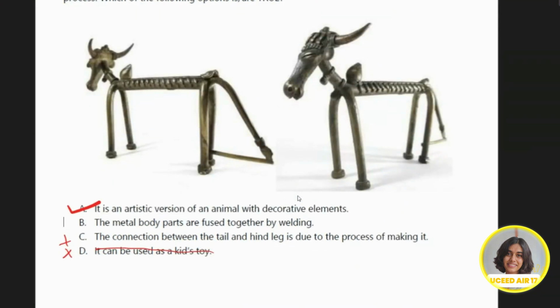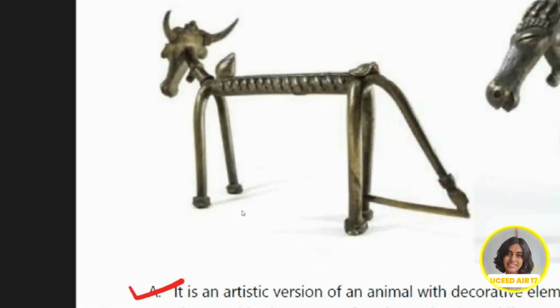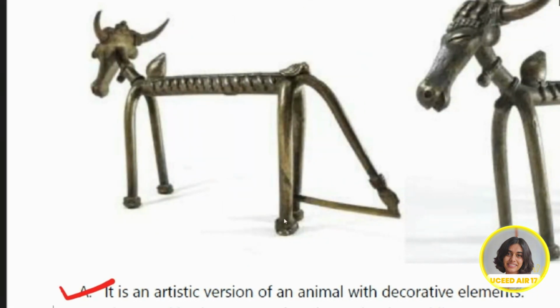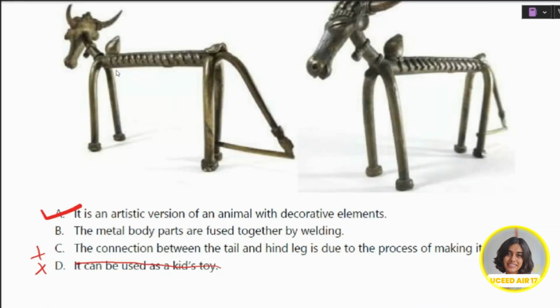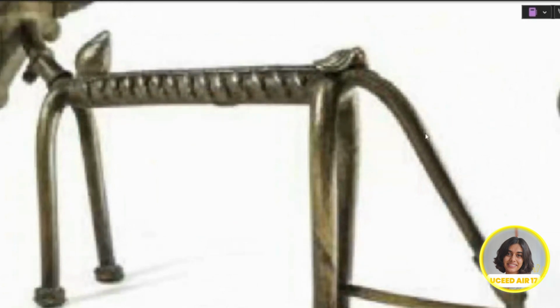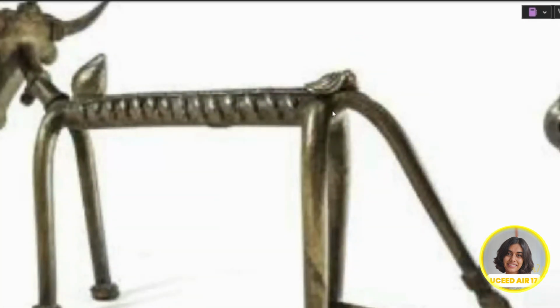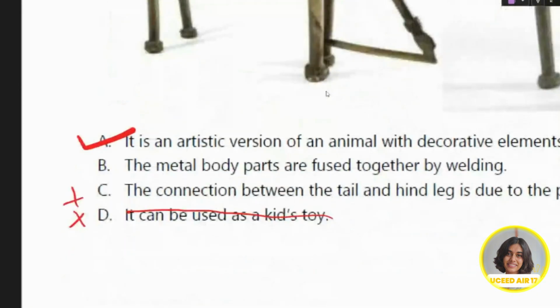The metal body parts are fused together by welding. This might be true for whatever you're telling for the tail thing, but I don't see any body part connected to the main body by welding. They are not fused together by welding. This clearly is bent. Even the tail is bent from here. If you see, it's not welded. The decorative parts are welded, I assure you that's true, but the body parts aren't. So I am not marking B.